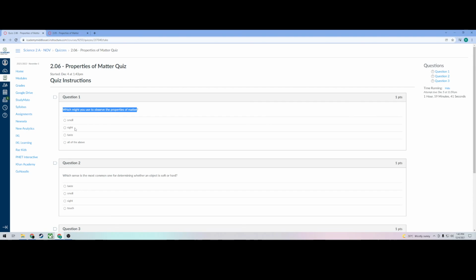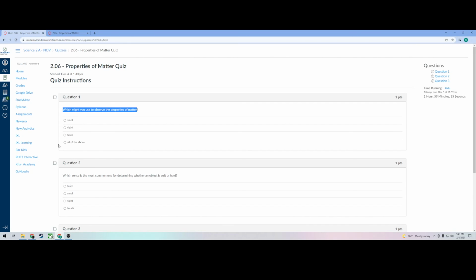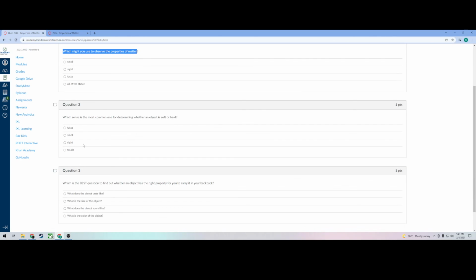Smell, sight, taste, or all of the above. Should be easy. You can smell matter, you can see matter. Sight means using your eyes, and you can taste matter. Okay, so all of the above.